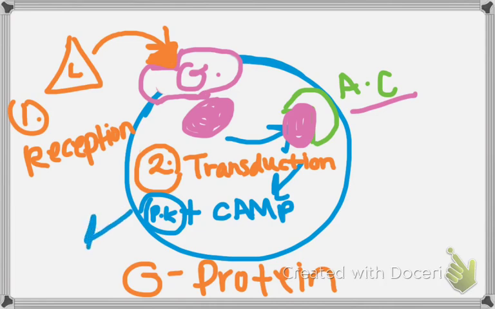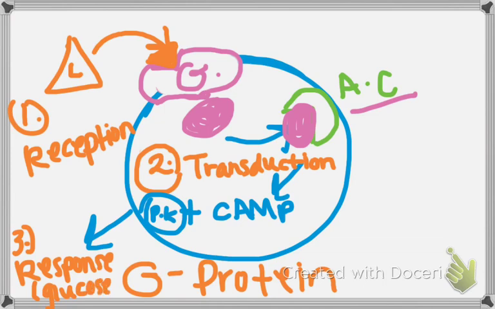And after it does that, it's going to get a what? What's the third step in signal transduction? It starts with an R. Response. Now, the response in G protein would be the release of glucose. If you're calling to get a pizza, your response would be you either going and picking up your pizza or someone delivering it to your house. So that is G protein.